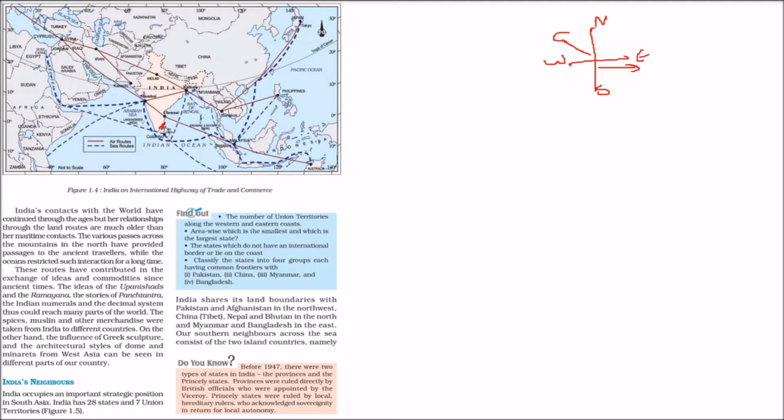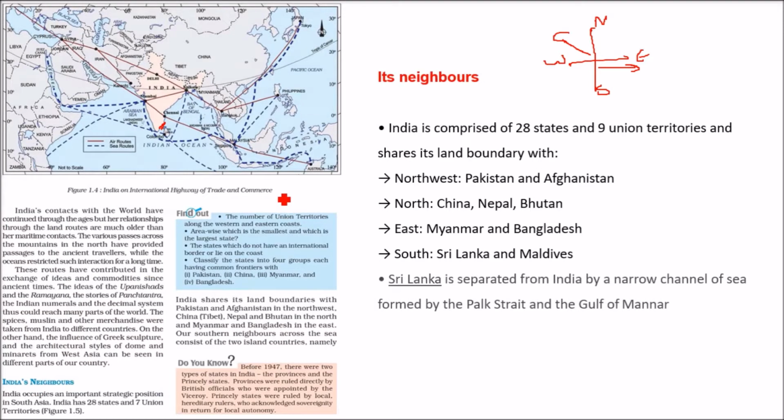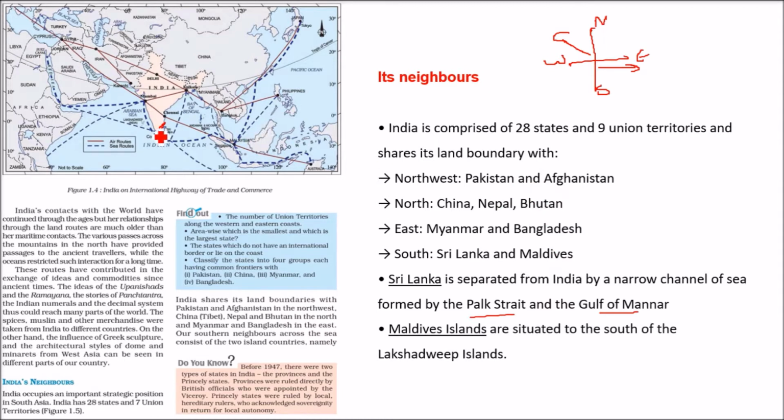Now this area, this region, which is separating the Indian region from Sri Lanka, is called Pak Sandhi, or there is one more name. This is Pak Sandhi or Pak Strait. Sandhi is in Hindi. Pak Strait or Gulf of Mannar. Mannar ki khadi. Gulf of Mannar or Pak Strait. Maldives, here we have Maldives, and this is situated in the south of Lakshadweep. So we have Lakshadweep here, and then we have Maldives here.